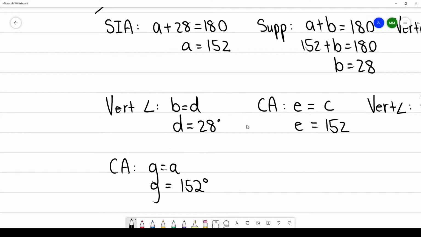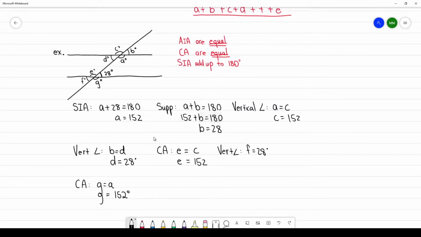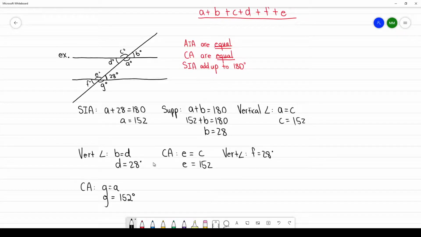Okay? So that's it. Any questions? And again, like E over here, right? It is alternate interior of A, so you can figure out that way that E is 152 as well.